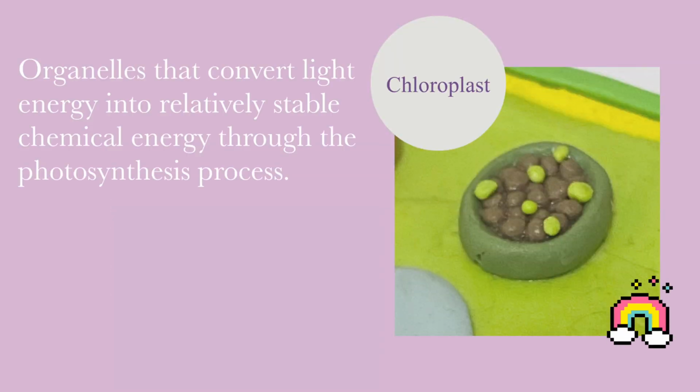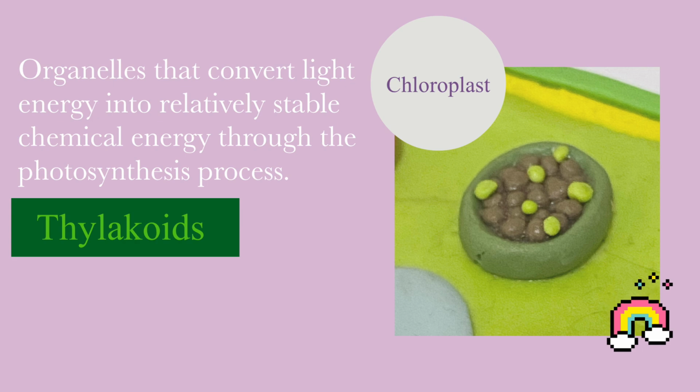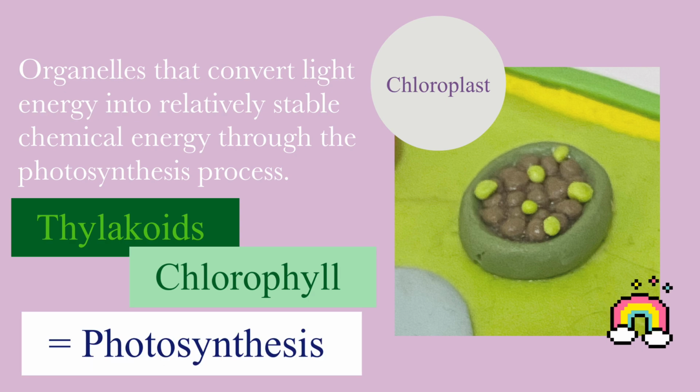Chloroplasts are organelles found in plant cells that convert light energy into relatively stable chemical energy through the photosynthetic process. Chloroplasts have an inner and outer membrane with an empty intermediate space in between. Inside the chloroplast are stacks of thylakoids called grana, as well as the stroma, the dense fluid inside the chloroplast. These thylakoids contain the chlorophyll that is necessary for the plant to go through photosynthesis.